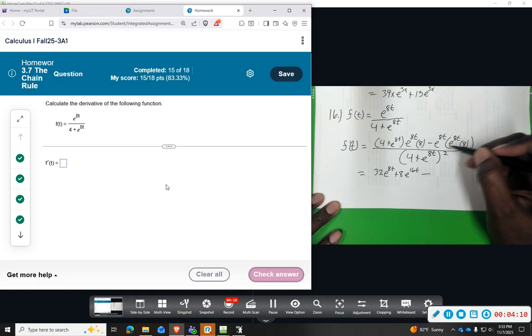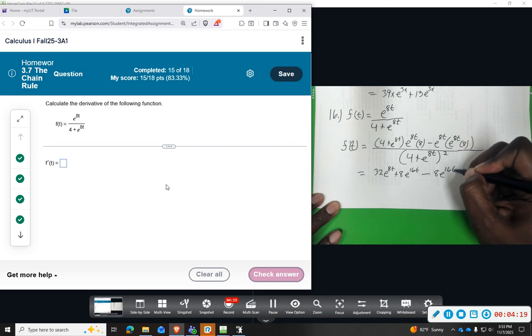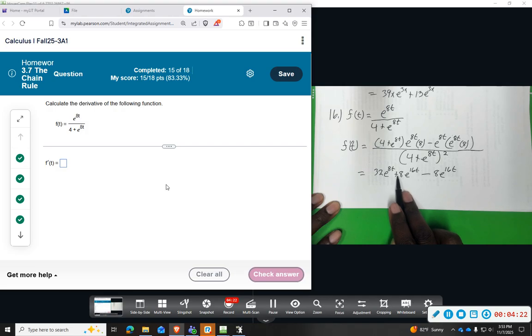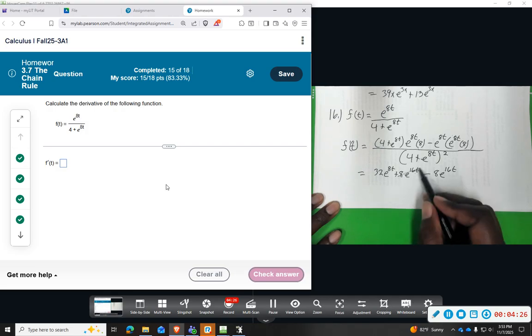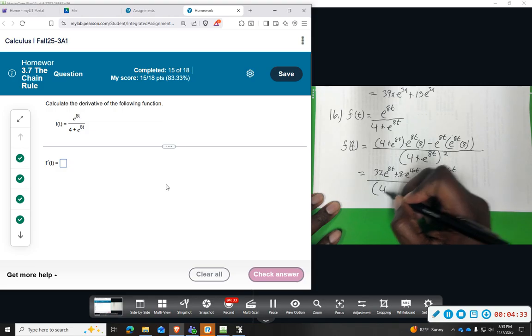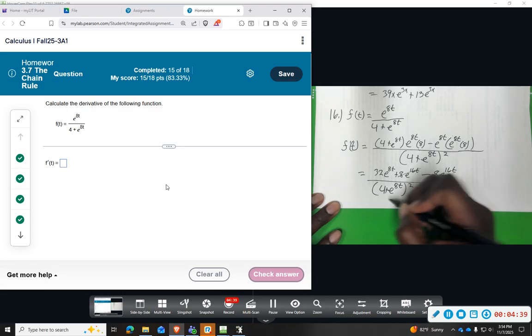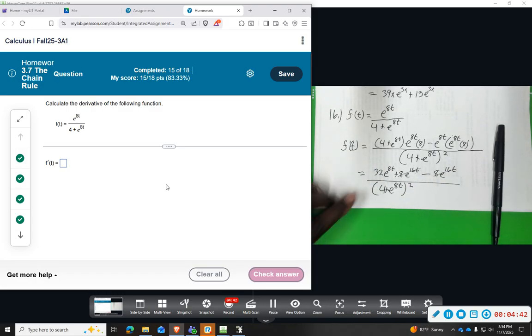minus, this is 8 e to the 8t times 8 e to the 8t, so that'll be 8 e to the 16t. So you can see 8 e to the 16t minus 8 e to the 16t, both of those will zero out, and then all over the bottom squared, which I'm just going to leave as 4 plus e to the 8t squared. So just this part here.